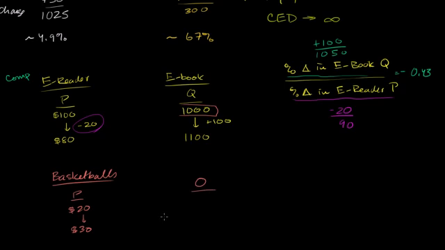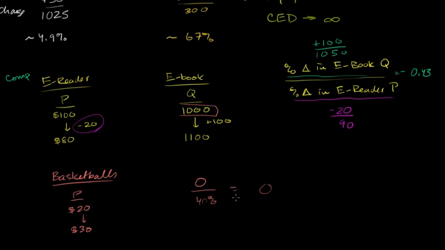So we're going to have 0 when we want to do this cross elasticity of demand over my percent change in basketballs, which would be 10 over 25, sorry, which is a 40% increase. So that would be 0 over 40%, which equals 0.